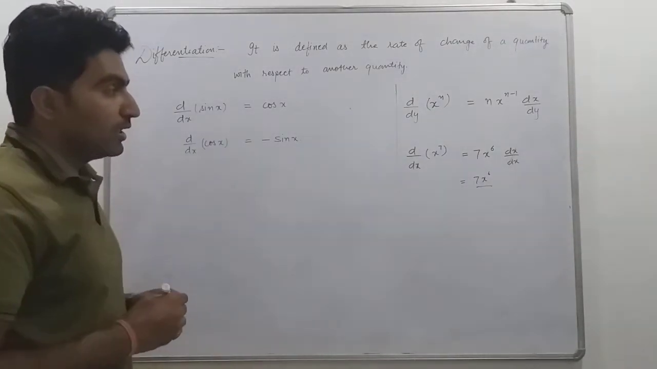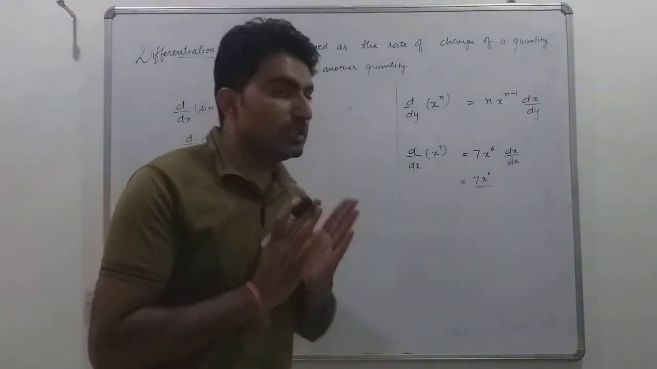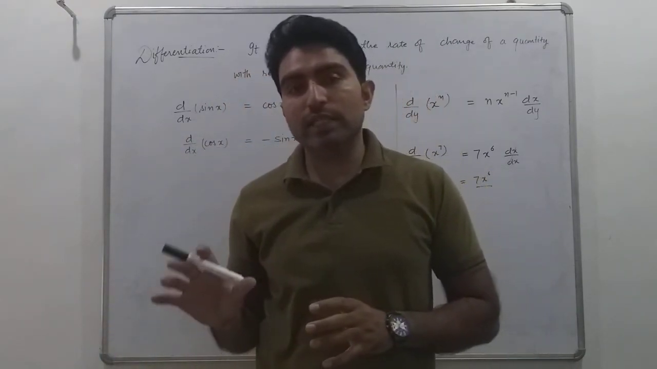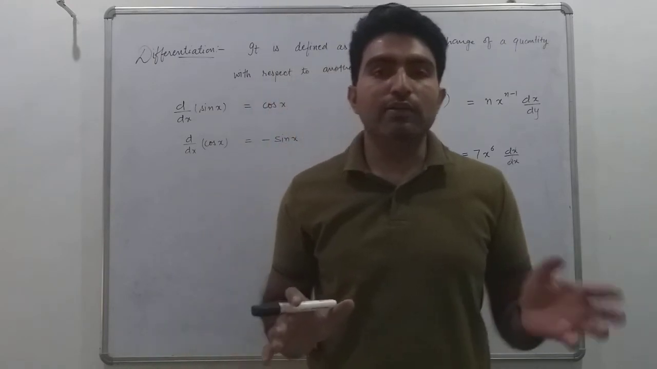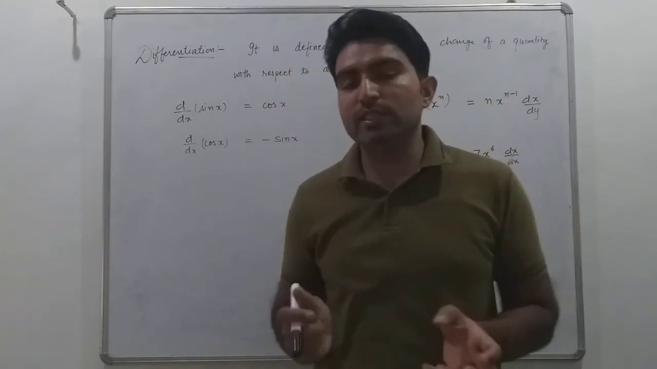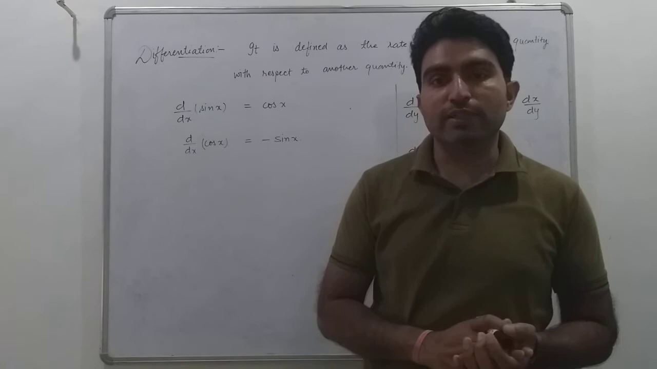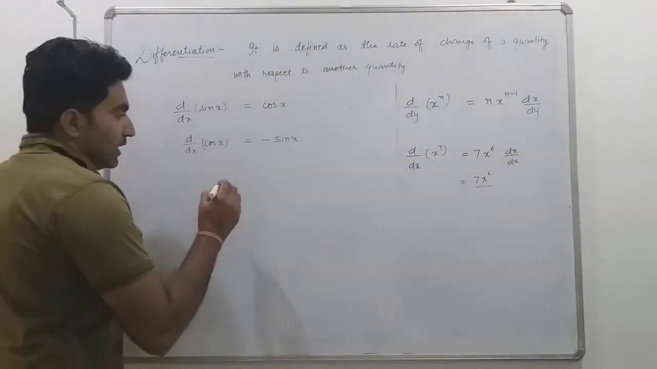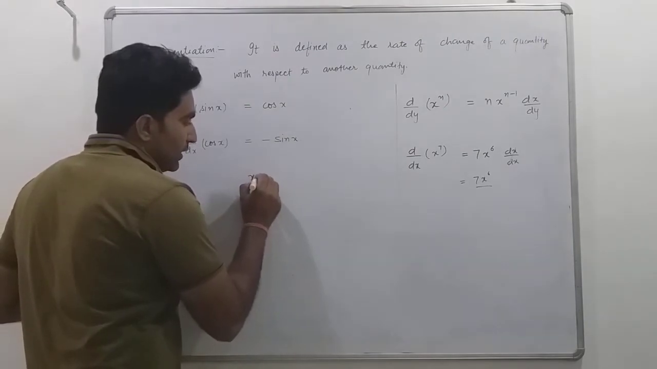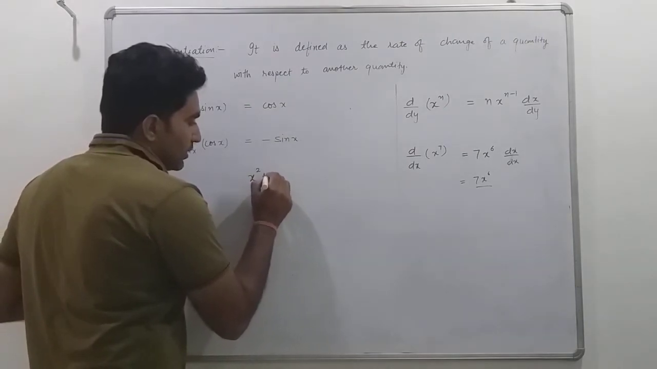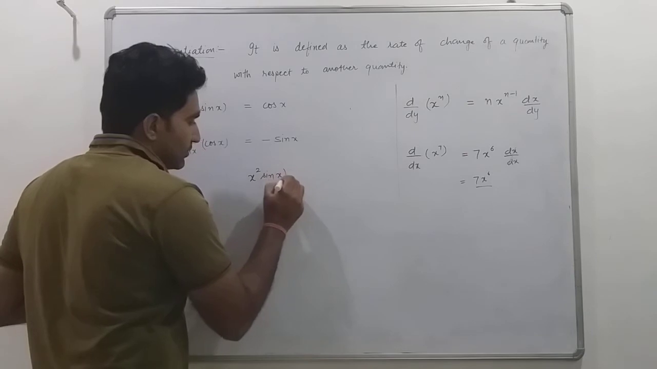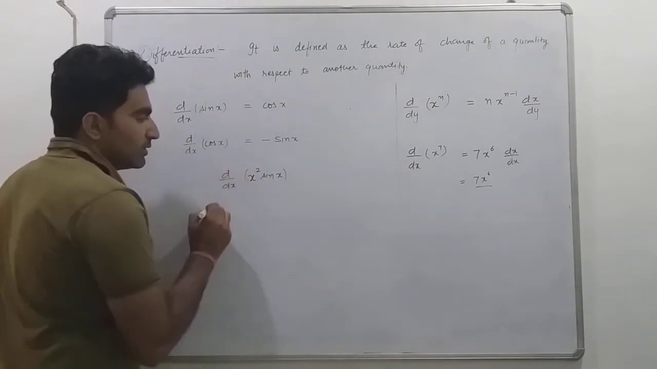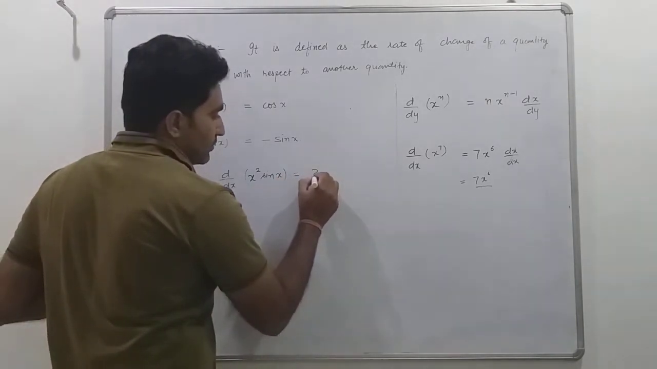After that we have to discuss the differentiation of two multiplicative terms. Suppose one is an algebraic term and the next one is a trigonometric term, and they are multiplied with each other, and we have to find the expression for that. Suppose we have to find the differentiation of x square sine x. Here the term is given as d by dx and we have to find it.